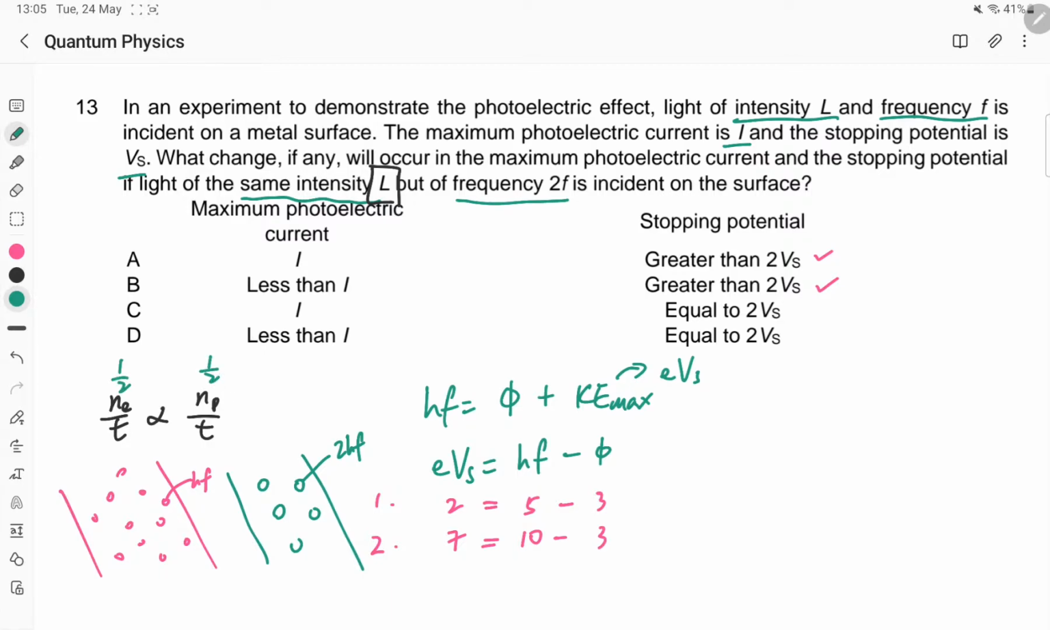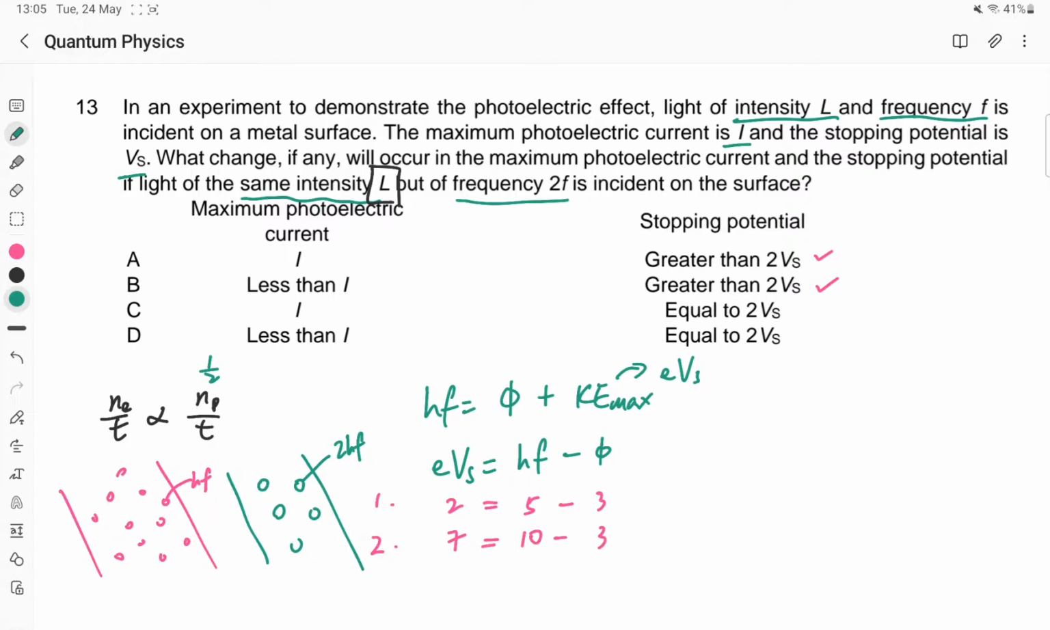Means there will be less current, less electrons emitted. I shouldn't say that the Ne over t will be half as well. It will definitely be less than the original one. Why can't I say that it's half is because at different frequencies of light, there will be a different yield. That means maybe you use a certain purple light, you have a yield of maybe 10%. You use ultraviolet, maybe you have a yield of 15%.